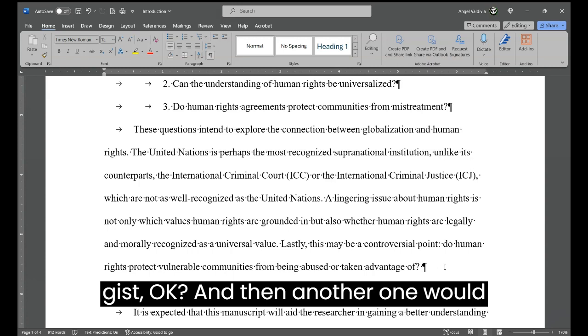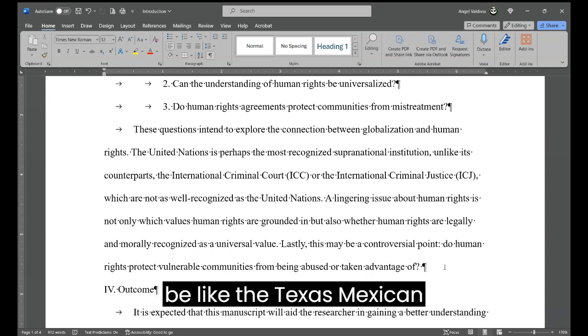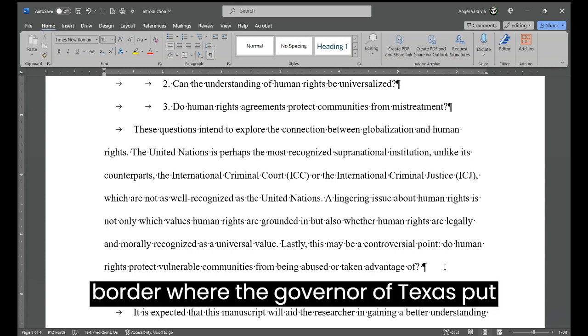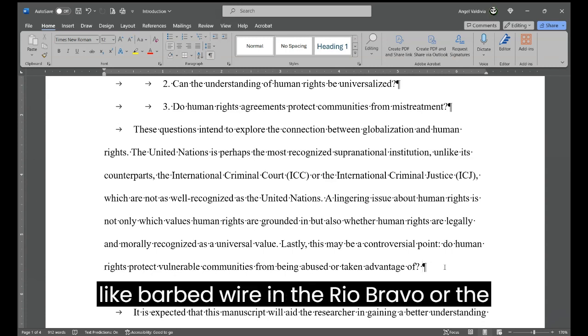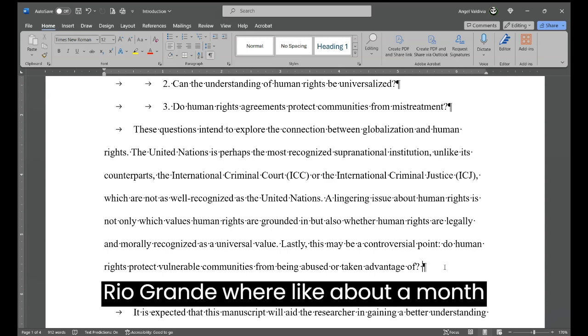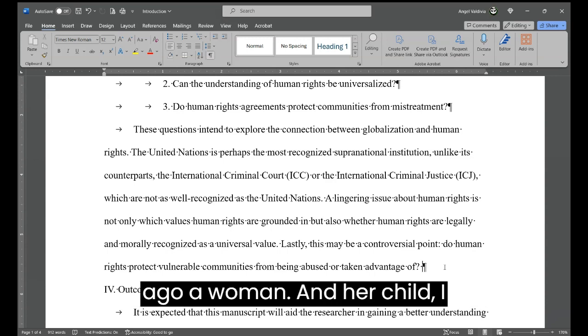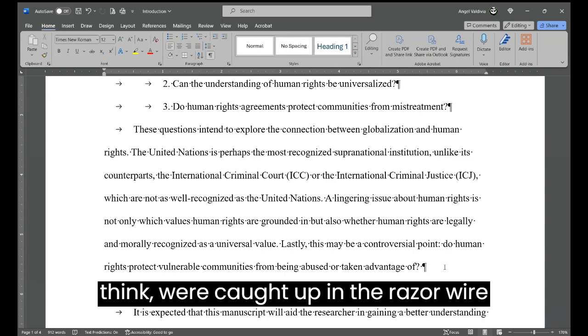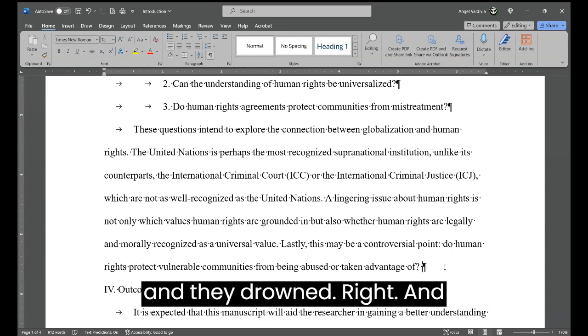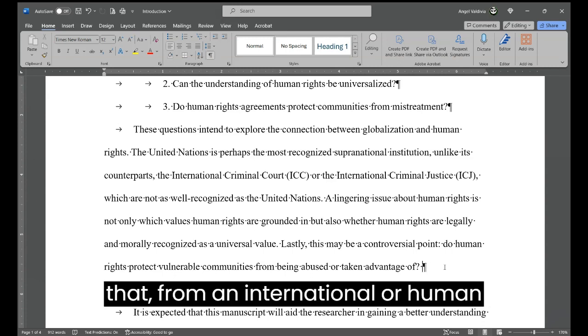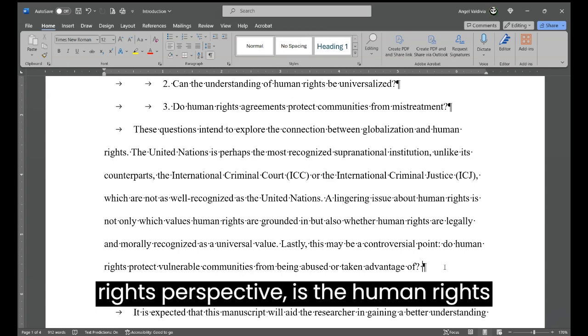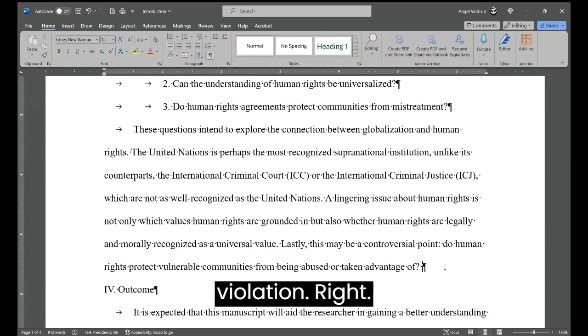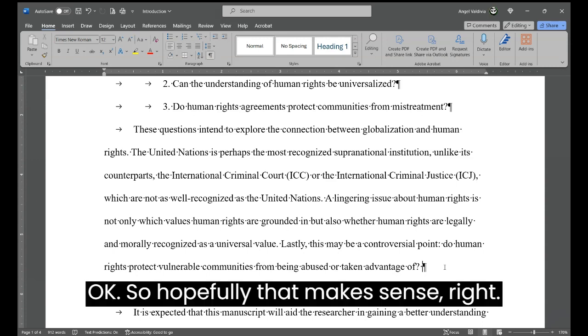Okay. And then another example would be the Texas-Mexico border, where the governor of Texas put barbed wire in the Rio Bravo, or the Rio Grande, where about a month ago a woman and her child, I think, were caught up in the razor wire and drowned. Right, and from an international or human rights perspective, that is a human rights violation. Okay, so hopefully that makes sense.